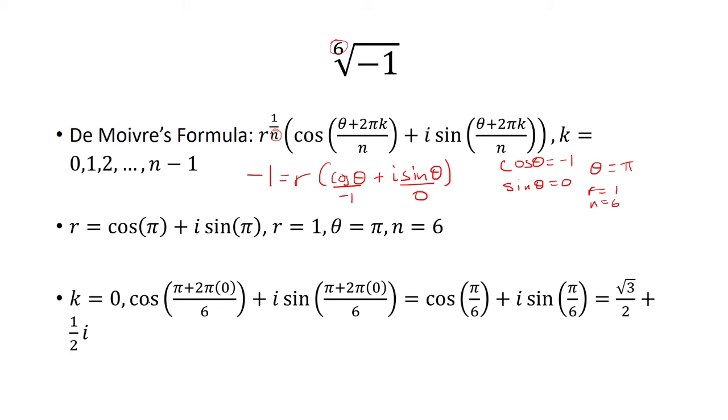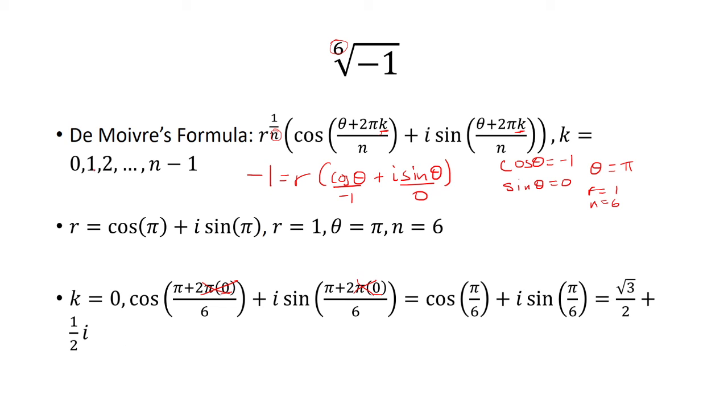So let's plug in k equals 0. We just substitute it in the formula here. And r, what we said, is 1, n is 6, theta is pi. So plug it in here. You're multiplying 2 pi by 0, so that doesn't do anything. The angle becomes pi over 6. Simplify and get root 3 over 2 plus 1/2 i. So this will be our first root.